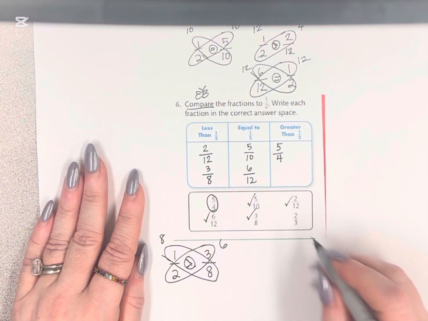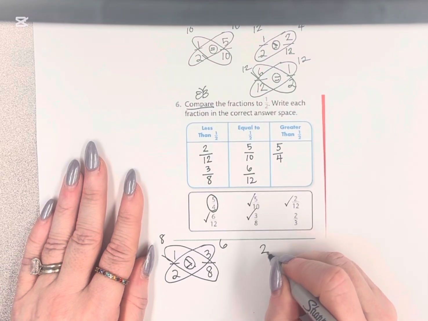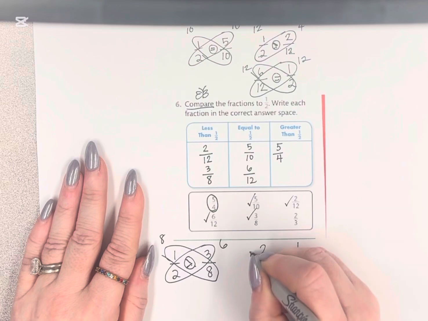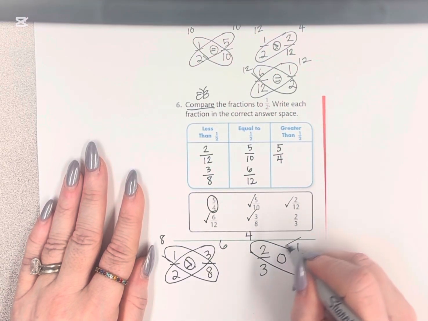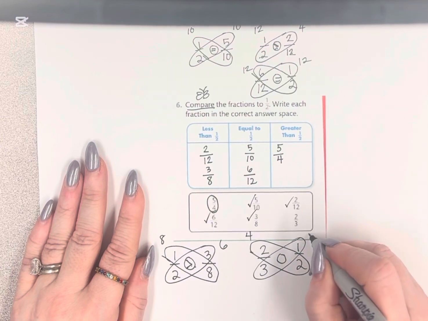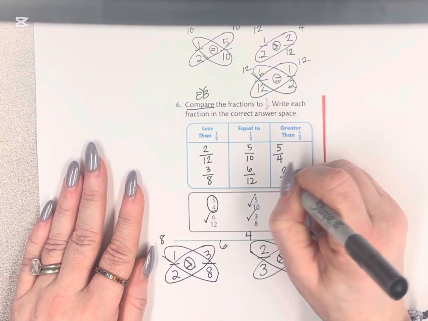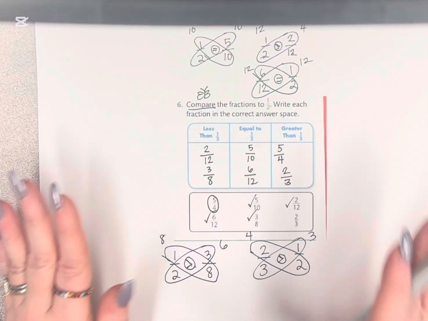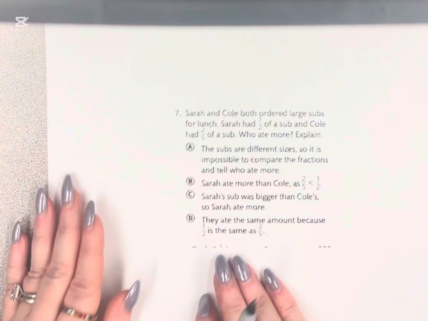And the last one. I know this one mentally too, but let's give it a go, okay? 2/3, circle, 1/2. 2 times 2 is 4. 3 times 1 is 3. I know that 2/3 is greater than 1/2. So this takes a lot of work, but if you're really good at your multiplication tables, you're going to be totally fine. All right, next one, number 7.